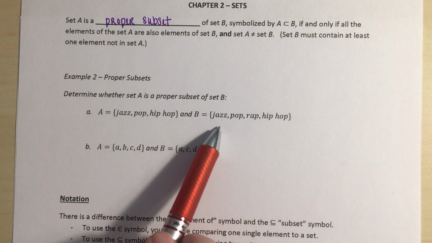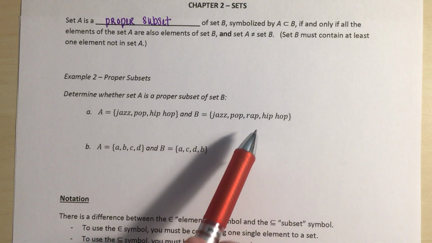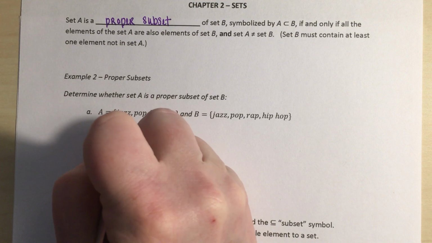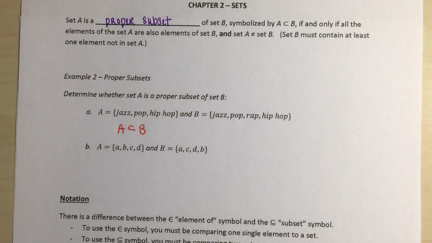Right, set B has 4 elements, set A only has 3 elements. So set B is larger, right? They are not equal to one another. But since everything in A is an element of B, we're going to say that A is a proper subset of B.